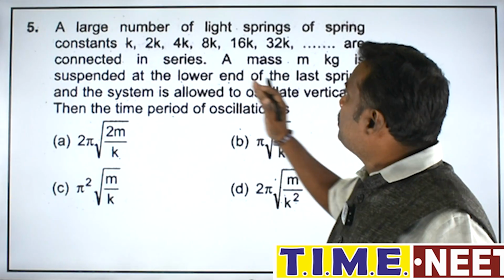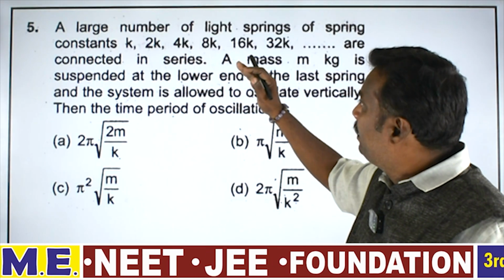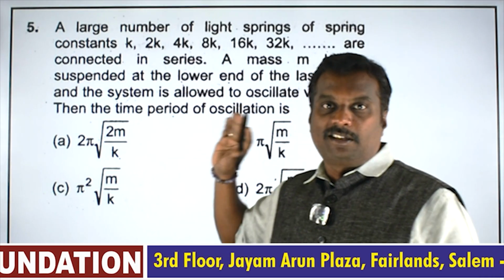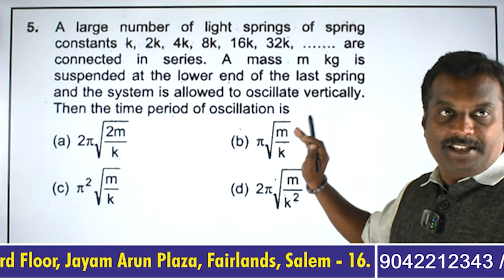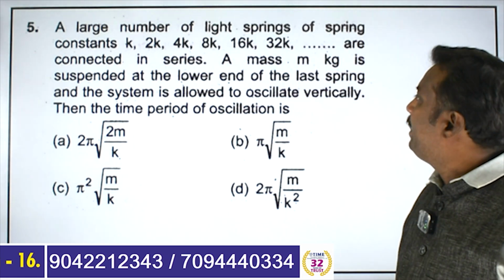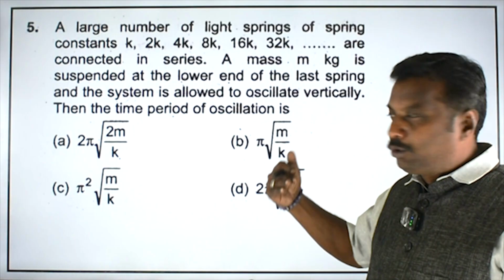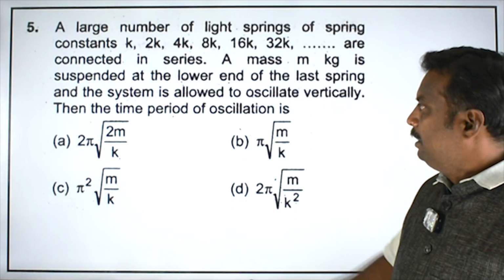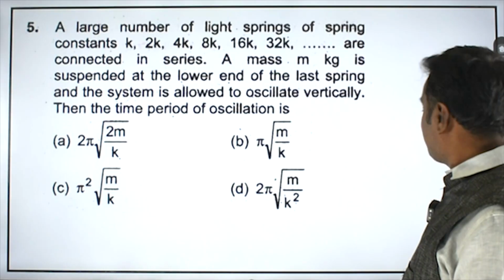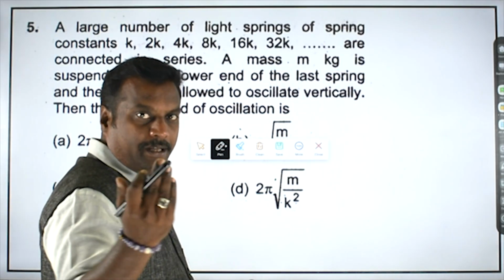A large number of light springs of spring constant K, 2K, 4K, 8K, 16K and 32K. Don't think of it as 2K. Right? They are all connected in series. A mass small m is suspended at the lower end of the last spring and the system is allowed to oscillate, right, vertically up and down. The time period of oscillation is asked. So what does this sum mean? What is this sum? You have to have a pictorial idea.